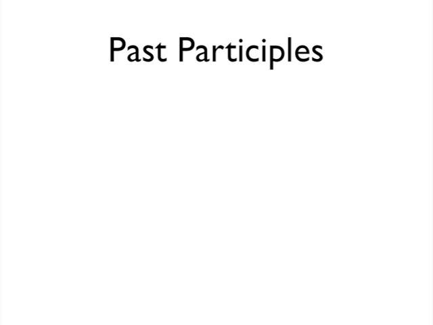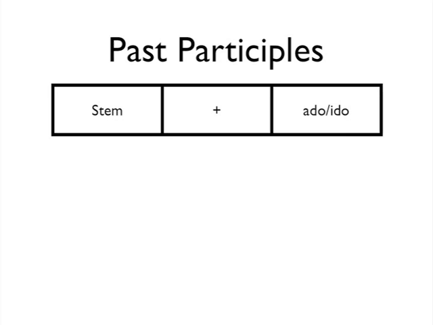The second step is to form our past participle. The past participles are formed like this. First, we find the stem of our verb. We find the stem by removing the final 2 letters of an infinitive verb. So we'll take off either an AR, an ER, or an IR. Then we'll add ado or ido. We add ado to verbs that were originally AR endings. We add ido to verbs that were originally ER or IR endings.